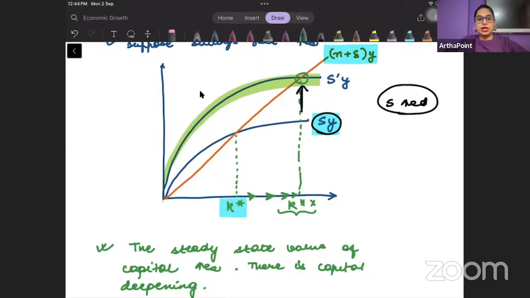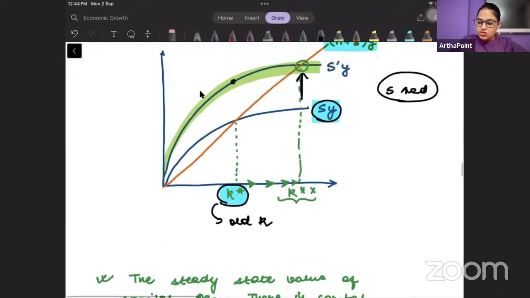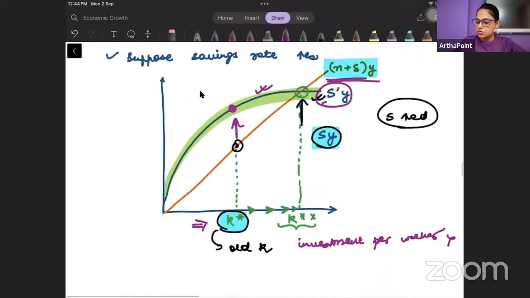Now there is something very interesting that you can look at here. At the old steady state level of capital, what has happened? Now this is my investment curve, right? And this orange curve is my depreciation plus labor growth rate curve. This is the curve of my economy. So at the old steady state level of capital, investment per worker exceeds (n plus delta) times k.